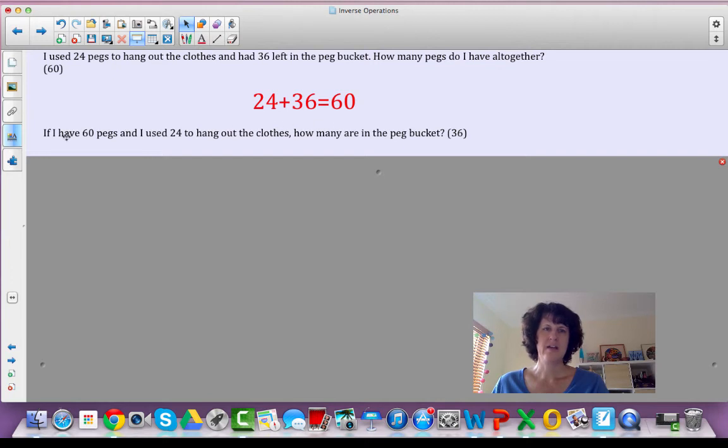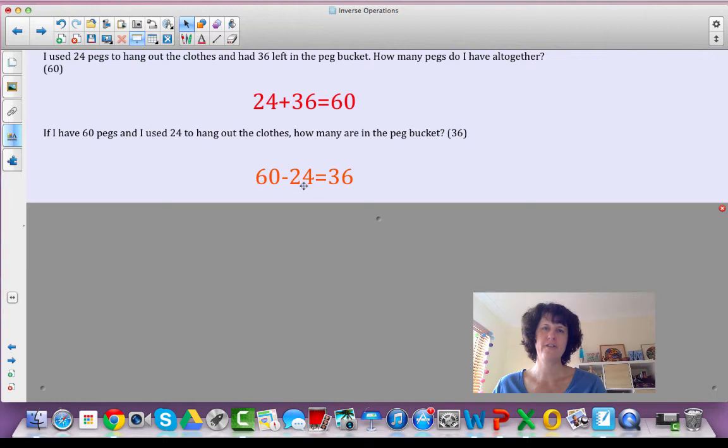Okay, let's look at another example using the same numbers. If I have 60 pegs and I use 24 to hang out the clothes, how many are left in the peg bucket? Hopefully you're thinking 36 because the numbers are right there in front of us. And there it is. This one's different to the one I showed you before because we're starting with the same number, but then we're taking away this number to get this number.